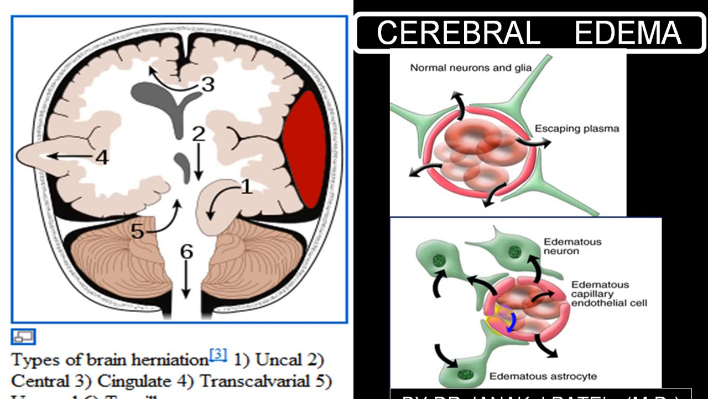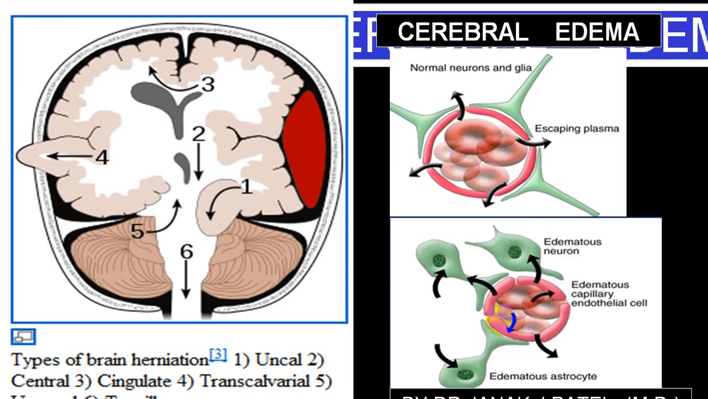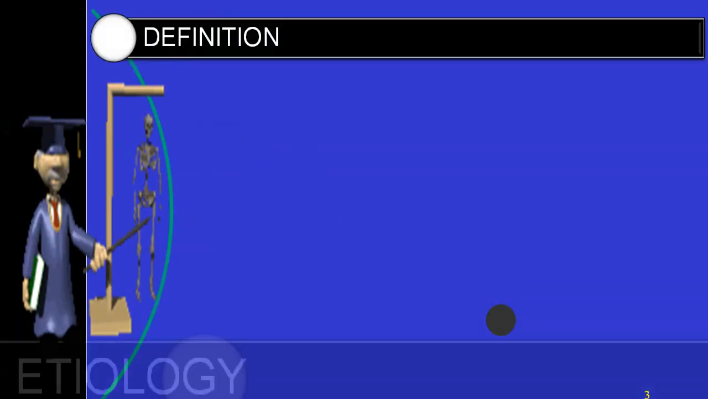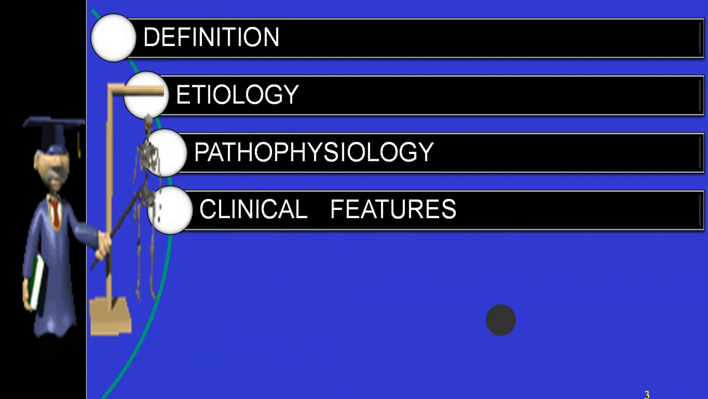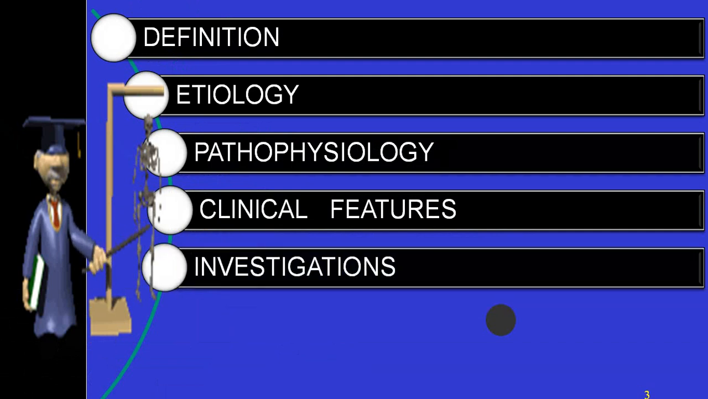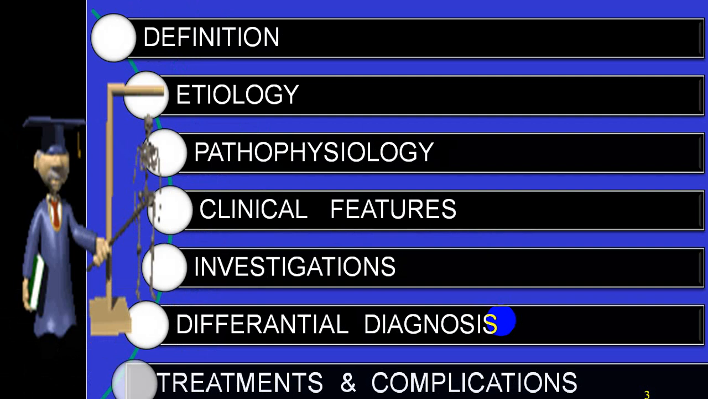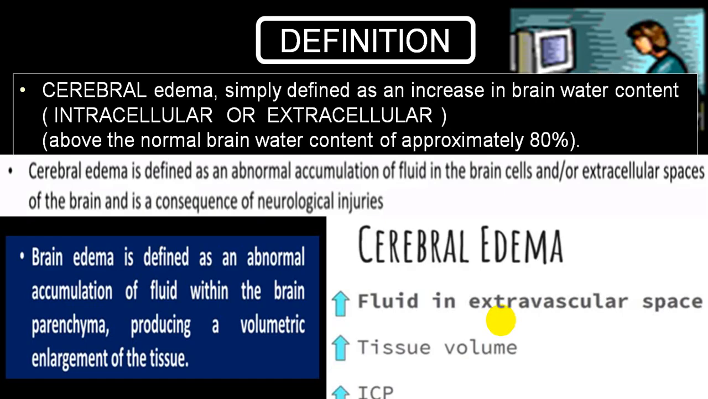There are different types of cerebral edema. So this is a very important chapter which you should understand because there are a lot of conditions which can lead to cerebral edema. Now we will be discussing under this heading definition, etiology, pathophysiology, clinical features, investigations, differential diagnosis, treatment and complications.